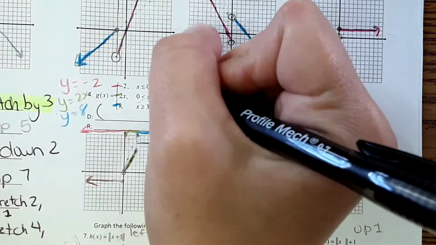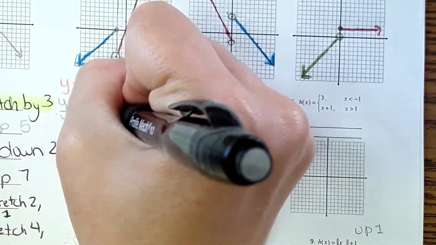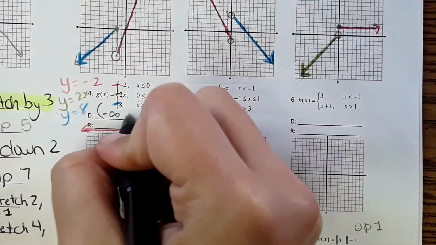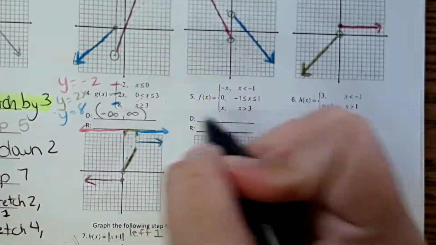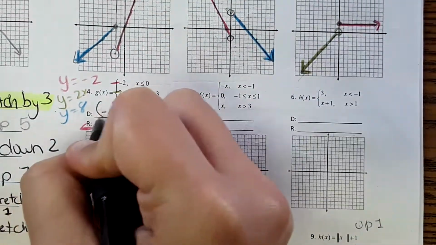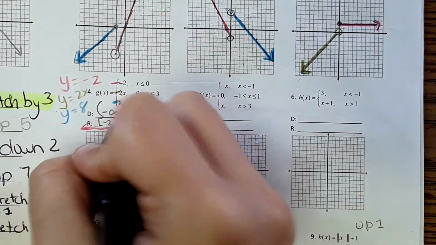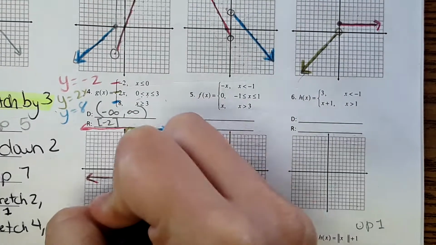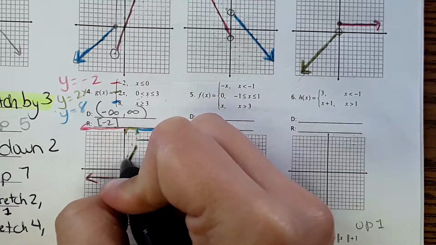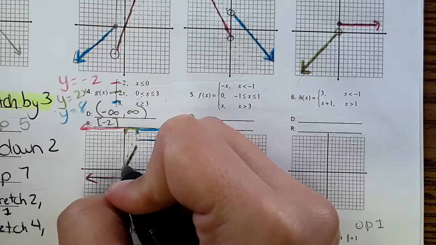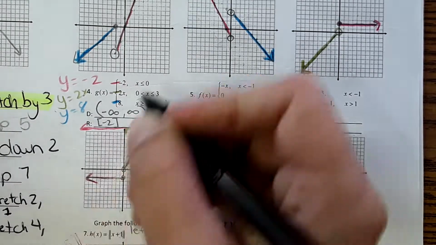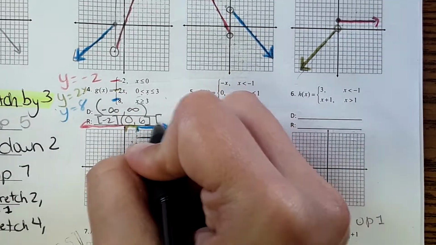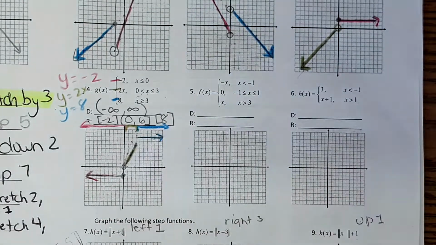Domain. Negative infinity. Is that a closed dot? Yeah, it is. Okay. To infinity. And then range would be at negative 2, close bracket. Then from 0 to 1, 2, 3, 4, 5, 6. So 0 to 6, close bracket, and then again at 8. Done.